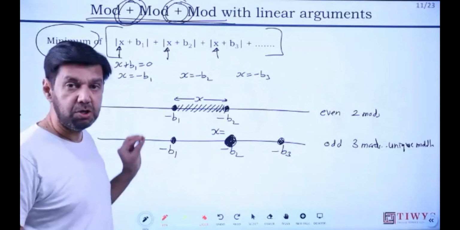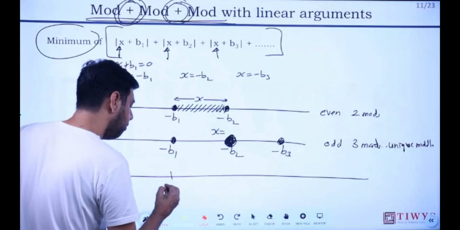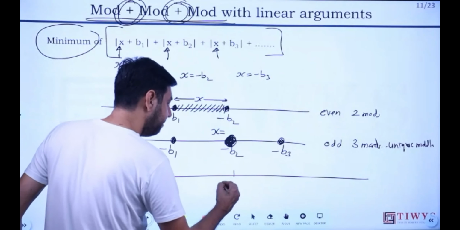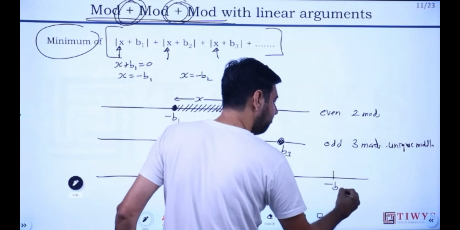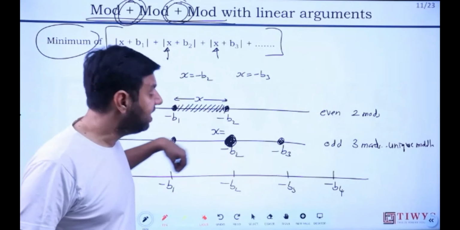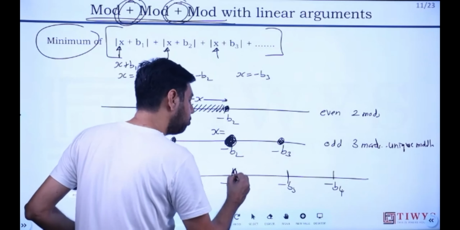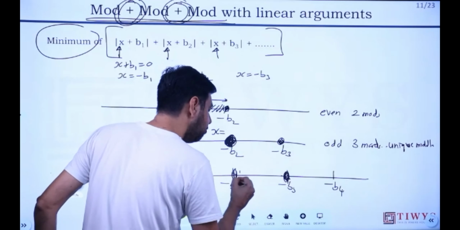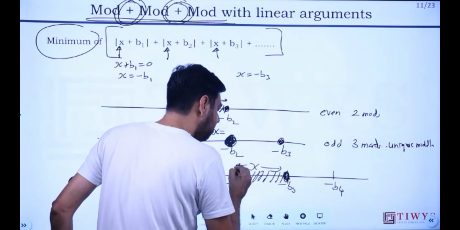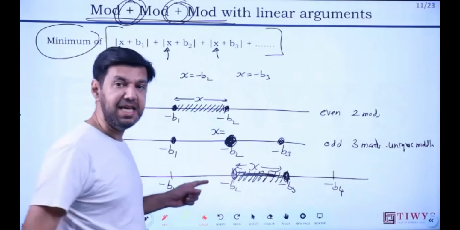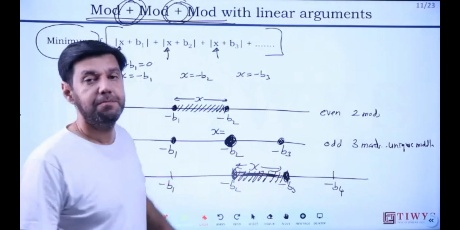Okay, these are about the value of x. What if there are 4 mods? If there are 4 mods, minus B1, minus B2, minus B3, minus B4, then where is the middle? Think of the middle. There are 2 of them at the middle. So x can be any value between the middle 2, including the endpoints. For that value of x, this will be minimum.